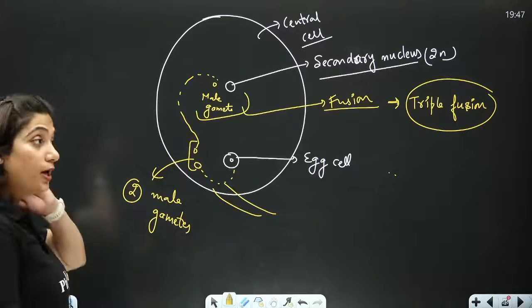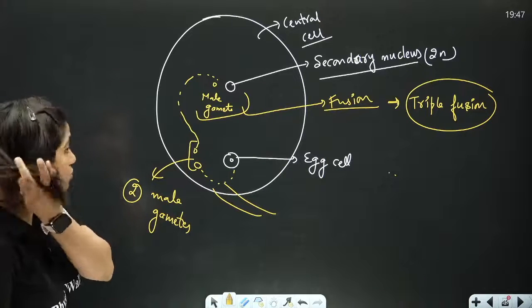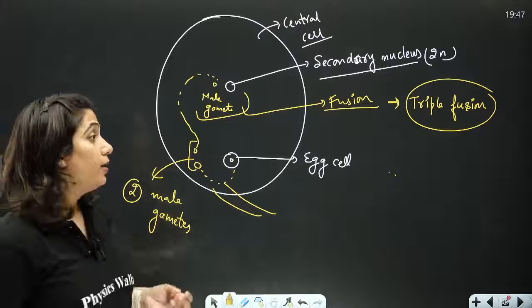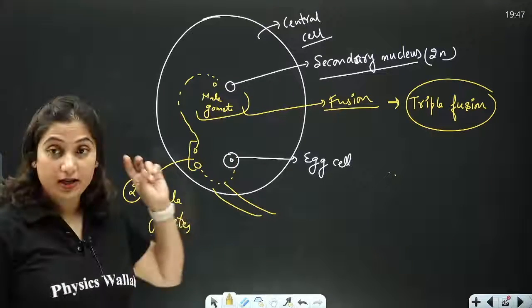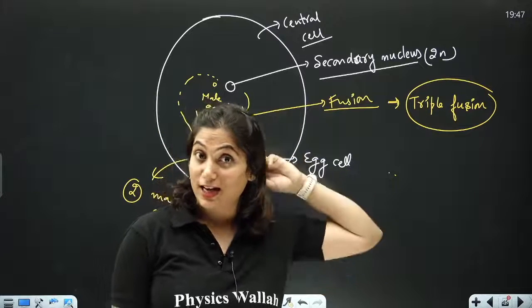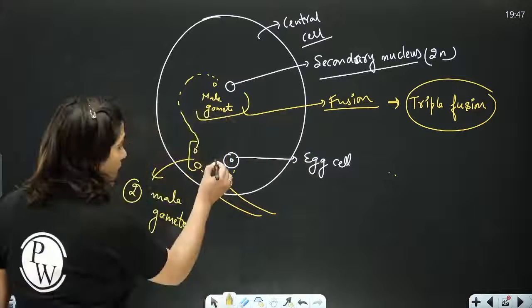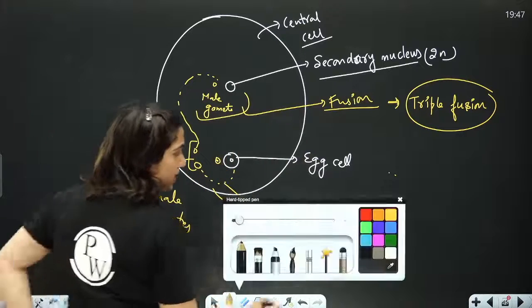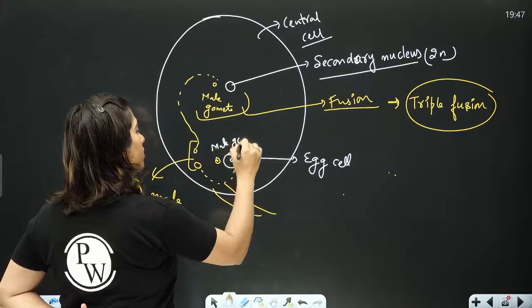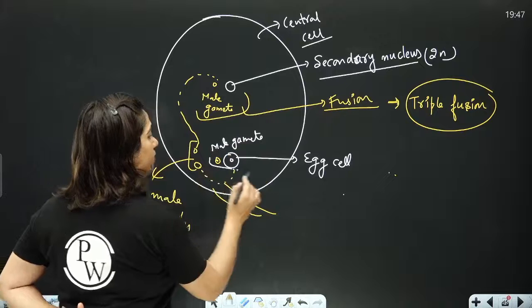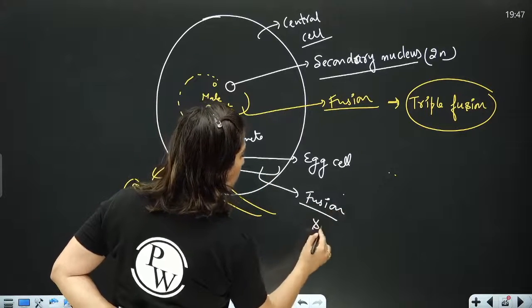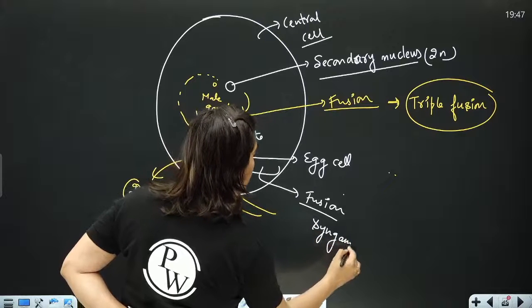Why triple fusion? Because two polar nuclei fuse to form the secondary nucleus, and then a male gamete fuses with it. That means ultimately three nuclei are involved, two polar nuclei and one male gamete, right? So triple fusion. Then the other male gamete and the egg cell. This is the other male gamete, and this is the egg cell, and their fusion is called syngamy.